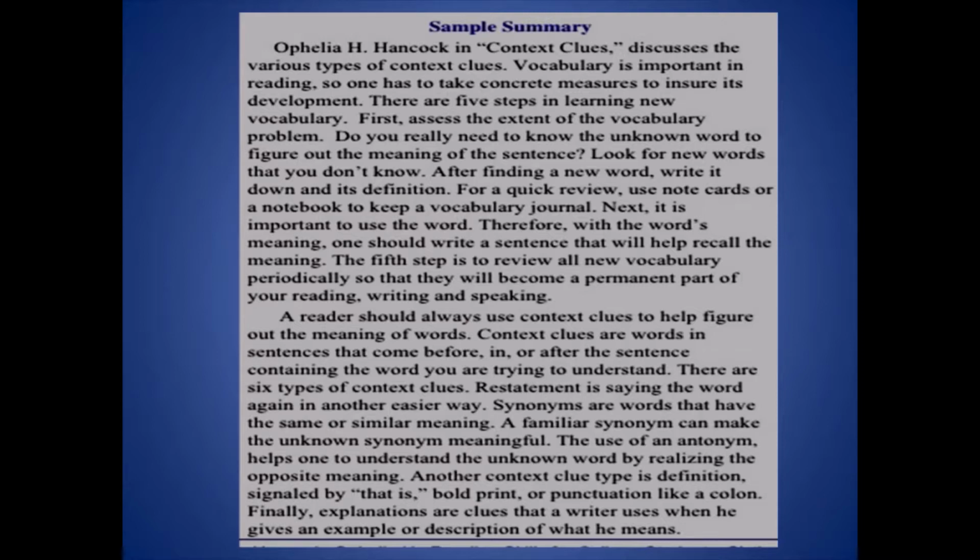Restatement is saying the word again in another easier way. Synonyms are words that have the same or similar meaning. A familiar synonym can make the unknown synonym meaningful. The use of an antonym helps one to understand the unknown word by realizing the opposite meaning. Another context clue type is definition signaled by that is, bold print, or punctuation like a colon. Finally, explanations are clues that a writer uses when he gives an example or description of what he means.